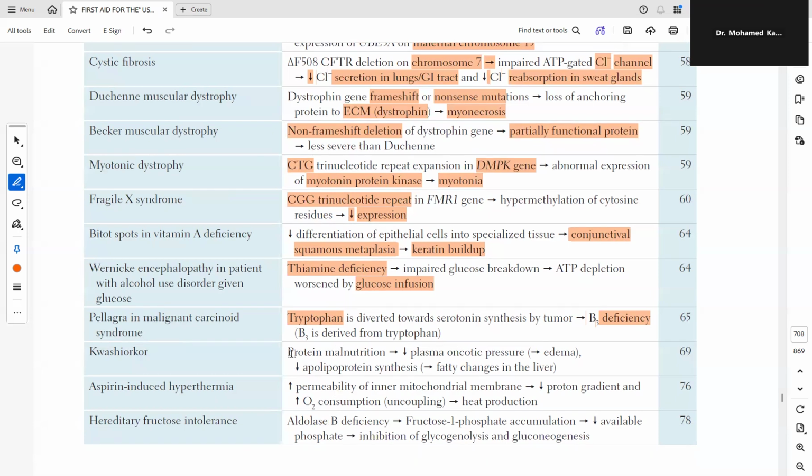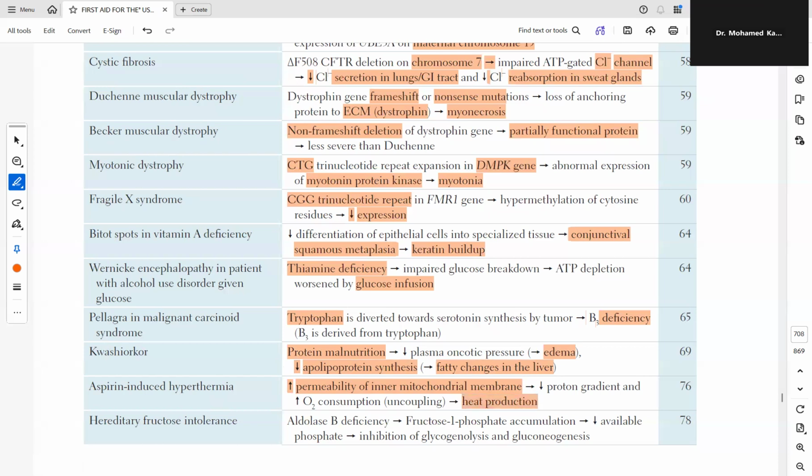Kwashiorkor is a protein malnutrition with decreased plasma oncotic pressure, which leads to edema, especially peripheral edema, and decreased apolipoprotein synthesis, causing fatty changes in the liver. Aspirin-induced hyperthermia: increased permeability of the inner mitochondrial membrane reduces the proton gradient and increases oxygen consumption, uncoupling, leading to heat production.